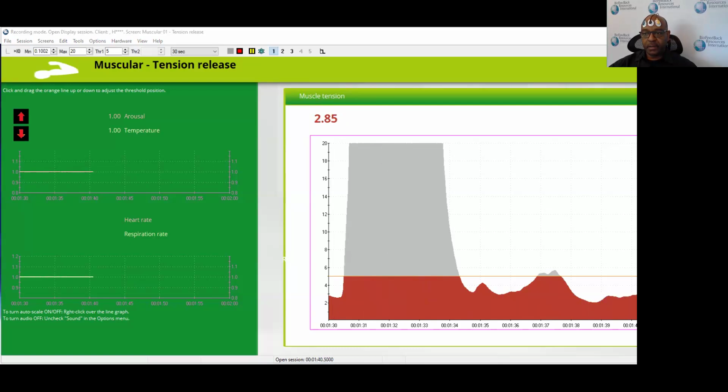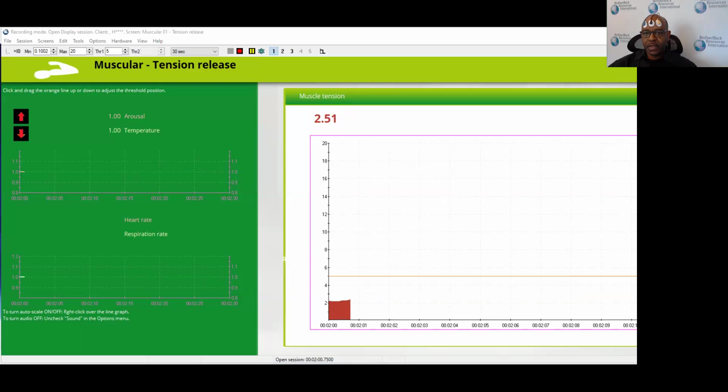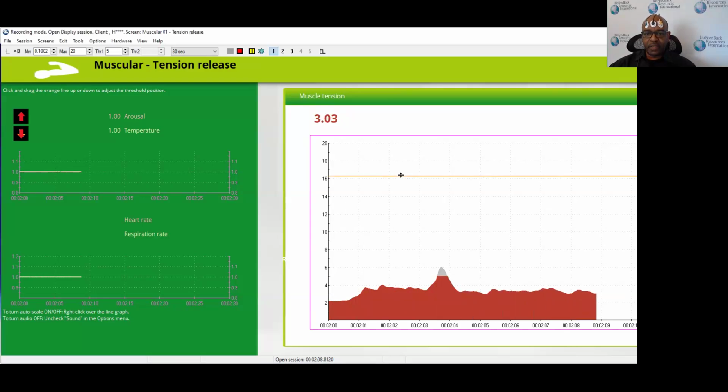And then here I'm going to bite my teeth together. Then you see it goes up, and then when I relax, it goes down. Here I can frown, and it goes up. And when I relax, you can see it comes down. So if you're working with a client, you can see where they are to start with, and then you can adjust the threshold.